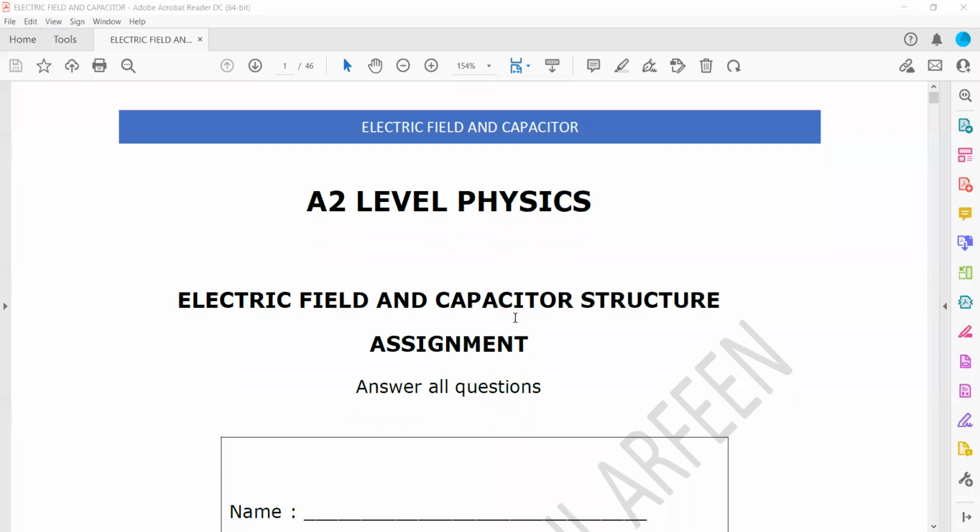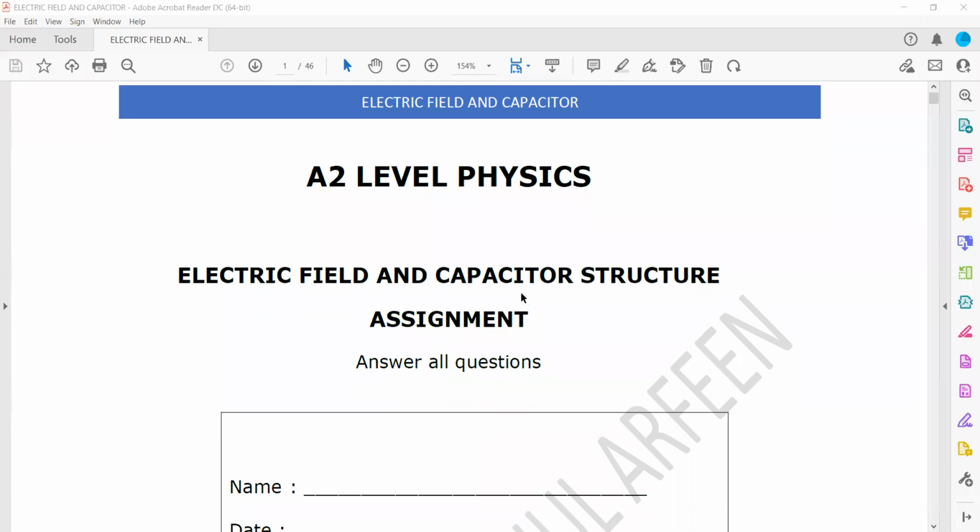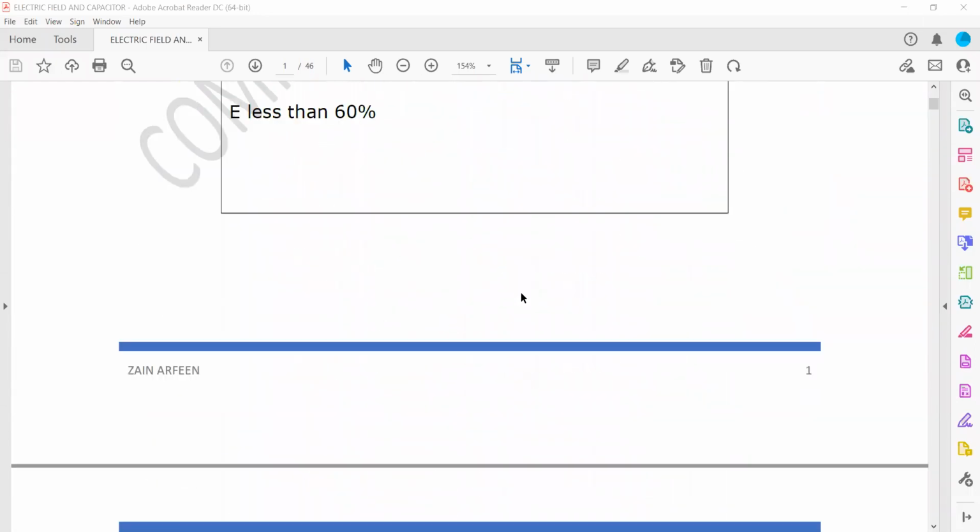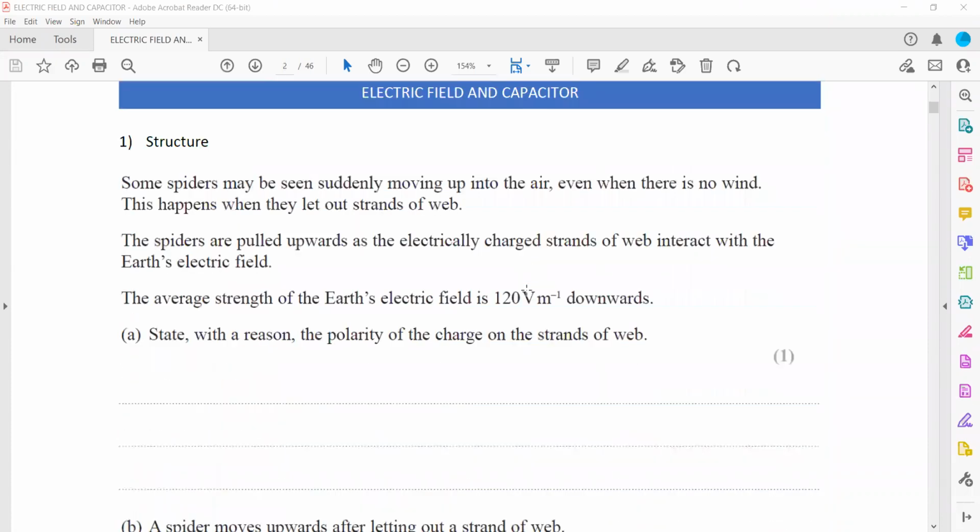So, electric field and capacitor assignment, starting with question 1.